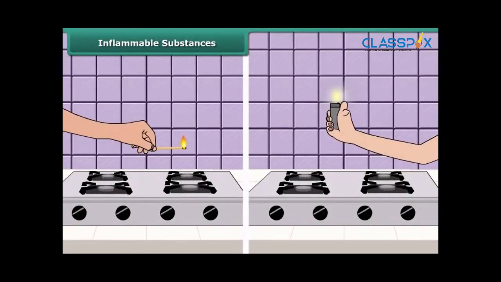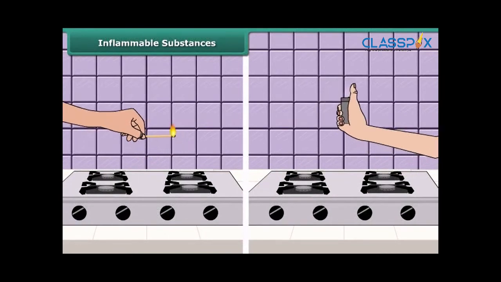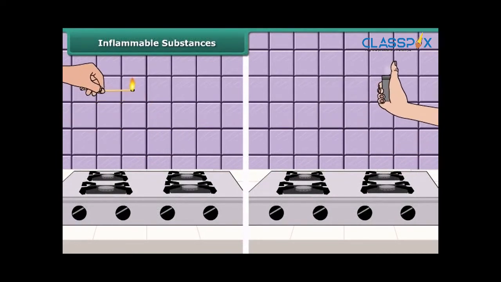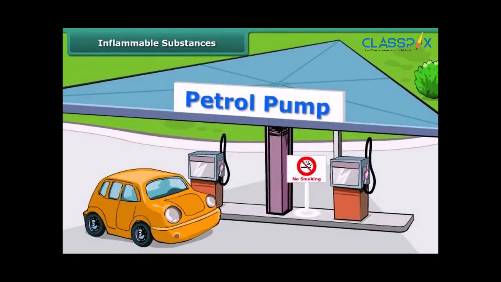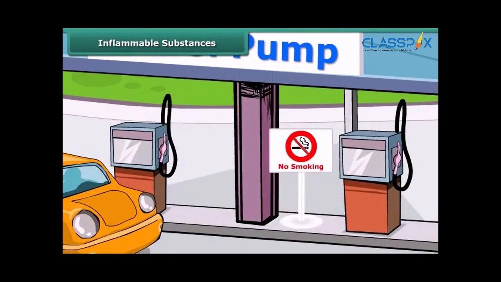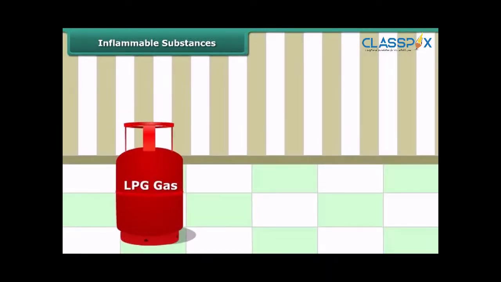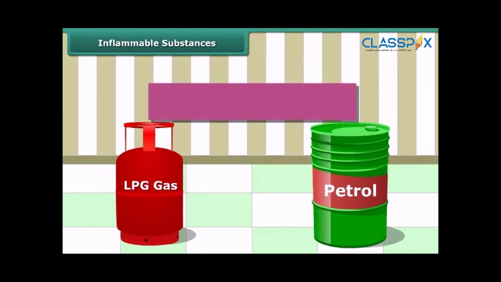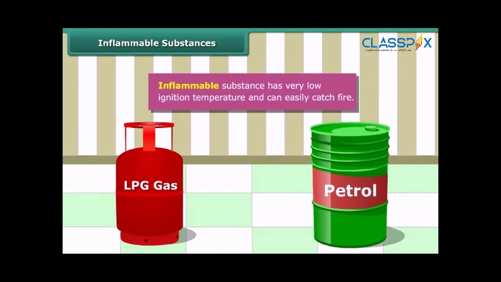Your mother would have told you to keep a burning matchstick or a lighter away from the LPG gas stove in the kitchen. This is because LPG catches fire very easily. Similarly, you must have seen a no smoking signboard at the petrol pumps. It is because petrol also catches fire very easily, and therefore it is advisable not to smoke at the petrol pumps. Substances like LPG and petrol are inflammable because they have low ignition temperature, due to which they readily catch fire.